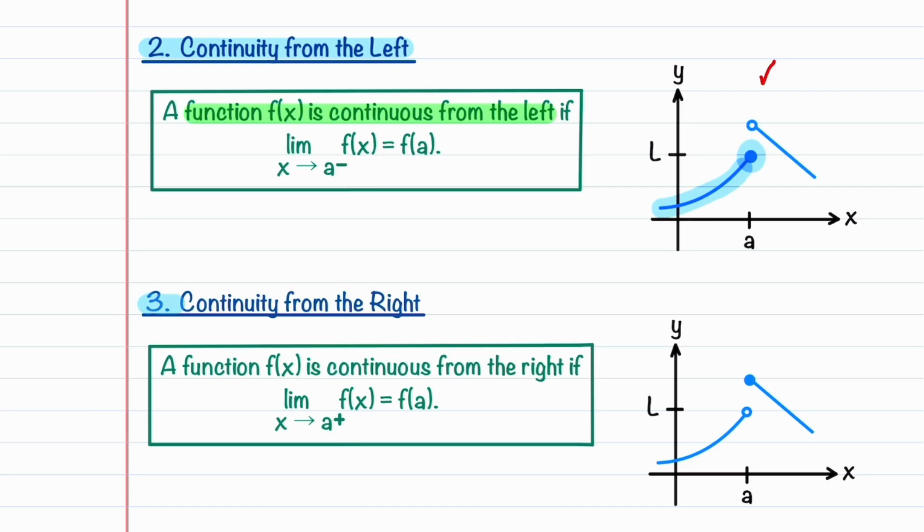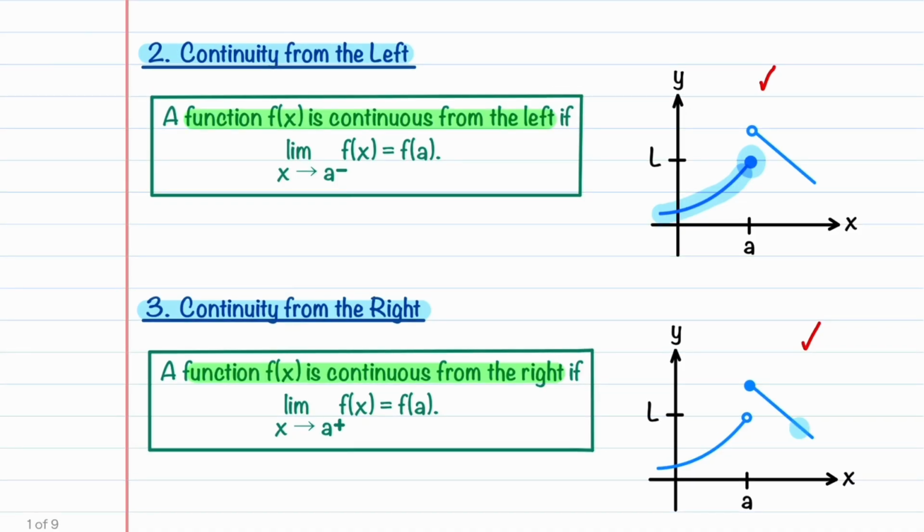Let's now talk about continuity from the right. This graph here on the right is a graph of a function that is continuous from the right. A function is continuous from the right if the limit as x approaches a from the right is equal to f of a. We'll do some examples of all three of these in just a little bit.